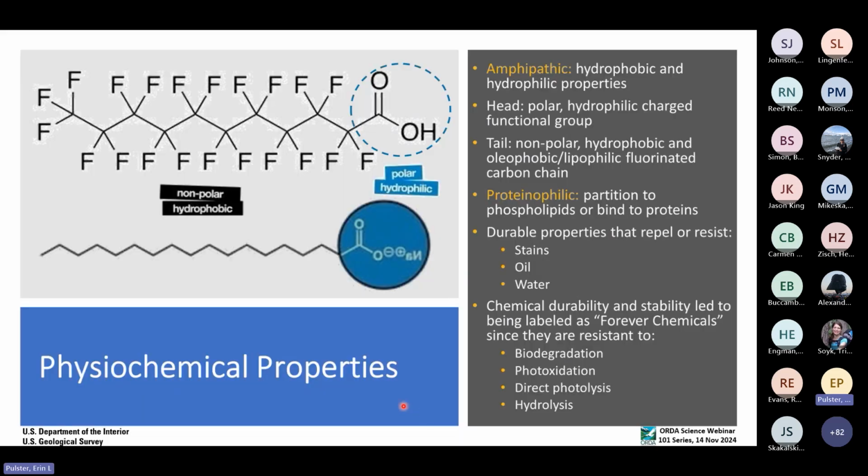Some of the main physiochemical properties of PFAS, again, is they contain both the hydrophilic head group and the hydrophobic tail. I keep mixing that up. Some compounds are basically either one or the other, hydrophobic or hydrophilic. PFAS are both. And so what that means is they're going to partition differently throughout the environment.